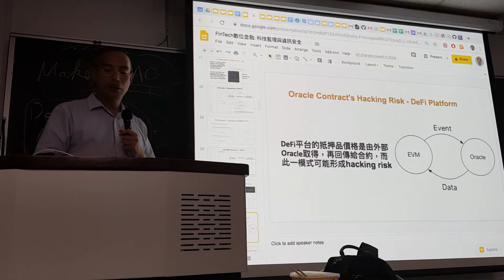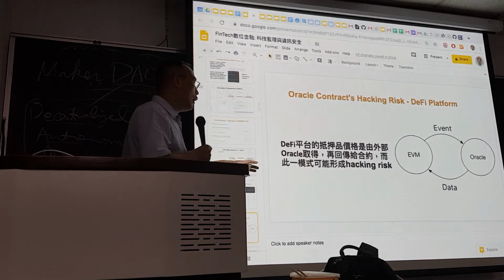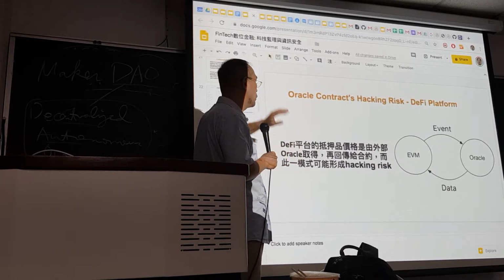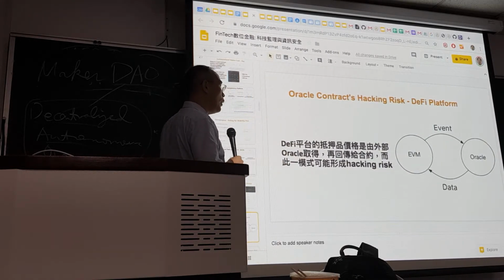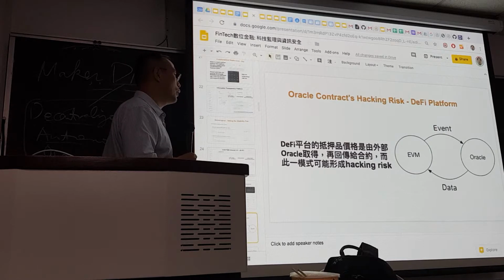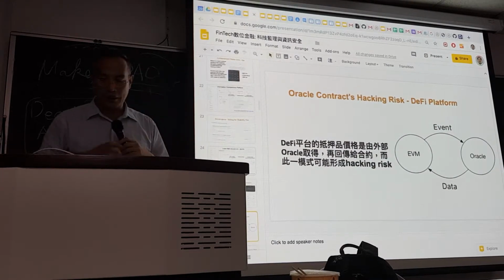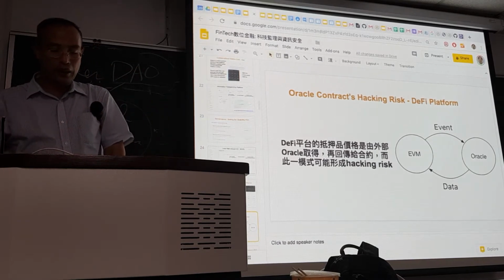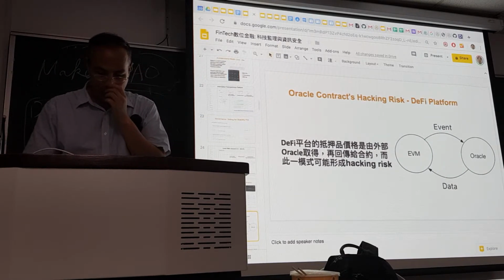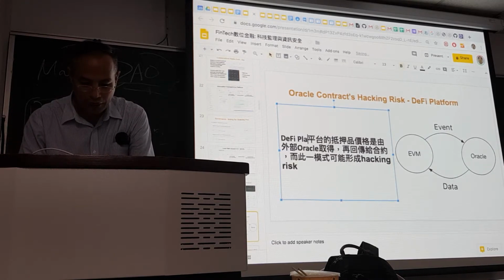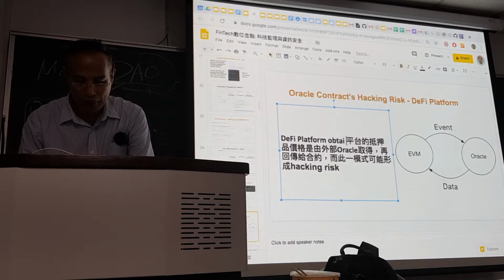Okay, so sorry, I'll explain. I'll change this to English soon. Okay, so here I just want to say there's a risk. There's a risk. DeFi platform obtains the price.